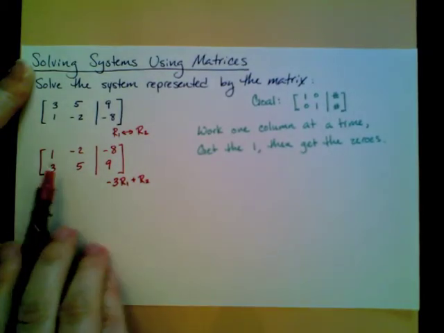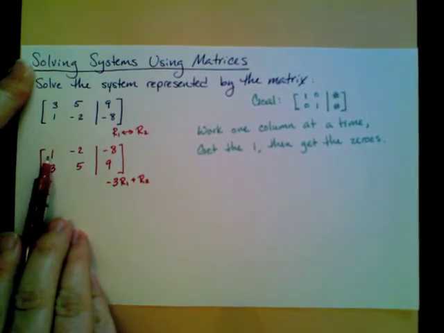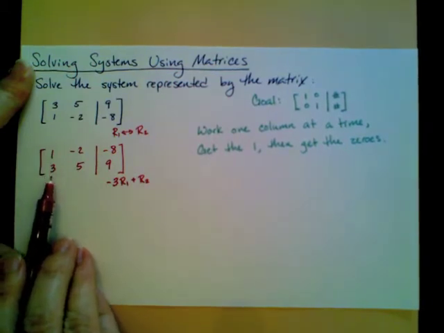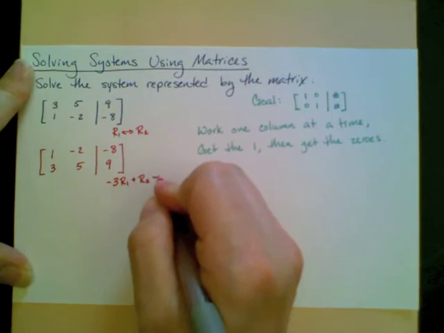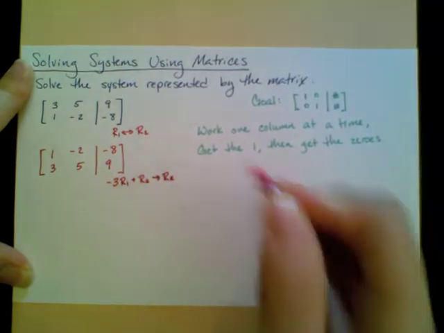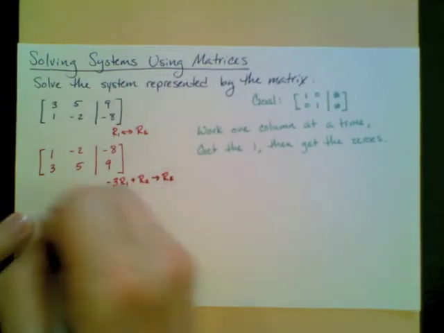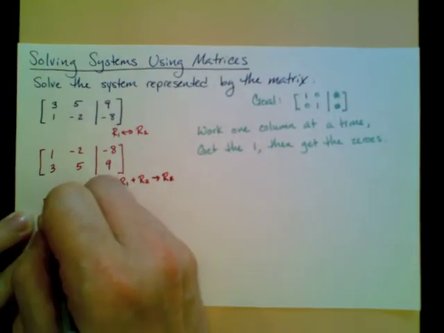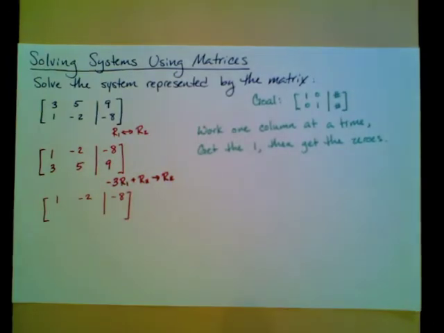Let's see why that's going to work. Since I already have a 1 in that position, when I multiply that 1 times negative 3, I'll get negative 3. And when I add that to the 3 that already is here, negative 3 plus 3 is 0. So that's nice. We're going to be storing that in row 2. Row 1 is going to stay exactly the same, so I've just recopied it.